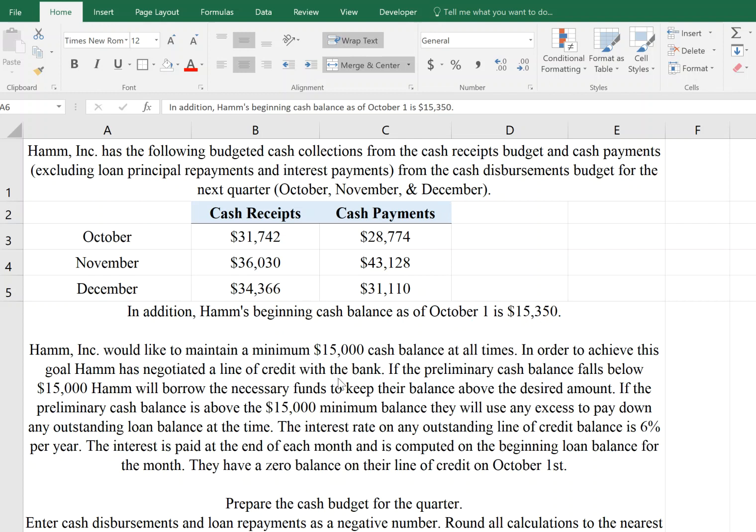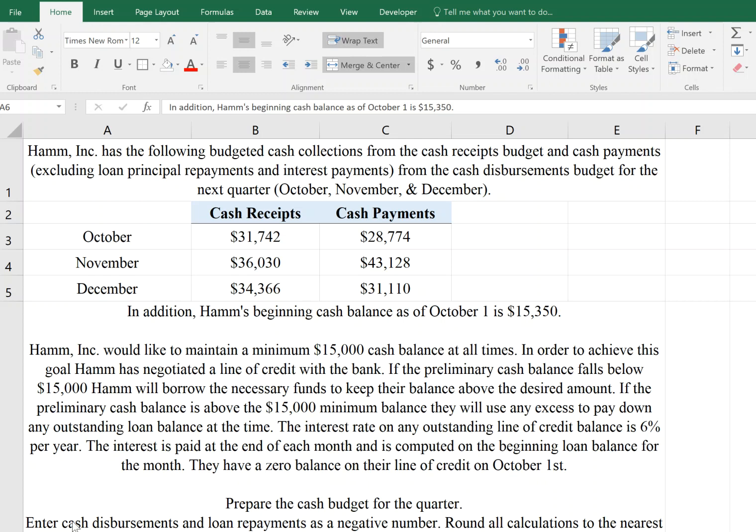Ham would like to maintain a minimum $15,000 cash balance at all times, and in order to achieve this, they've negotiated a line of credit with the bank. If the preliminary cash balance falls below $15,000, they will borrow the necessary funds to keep their balance above the desired amount. If the preliminary cash balance is above the $15,000 minimum balance, they will use any excess to pay down any outstanding loan balance at the time. The interest rate on any outstanding line of credit balance is 6% per year. The interest is paid at the end of each month and is computed on the beginning loan balance for the month. They have a zero balance on their credit line as of October 1st.